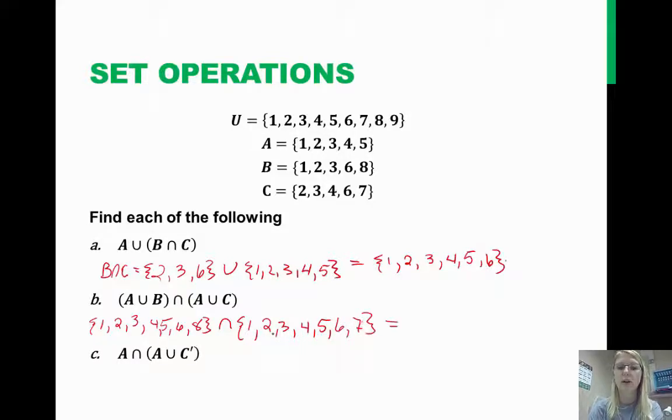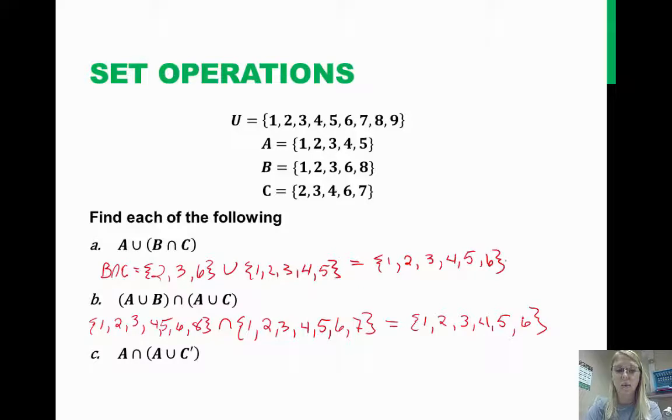Okay, so now our job is to find out what these 2 sets have in common, because we have an intersect, or as I've said to you guys before, it's a bridge. What do they have in common? So they both have a 1, they both have a 2, a 3, 4, 5, and they both have a 6. So that would be the answer on that one.